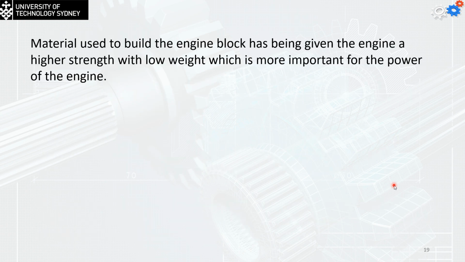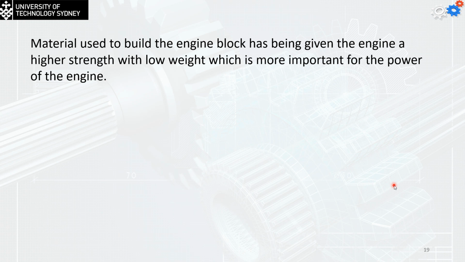The material used to build the engine block gives the engine the highest strength with very low weight, which is important for the power of the engine. Now, why do we need very high strength? Because inside the engine, the explosion happens multiple times every second while the car is driving. This explosion means very high pressure and very high temperature. So our engine should withstand the changes in temperature without getting softer, and also withstand the forces resulting from the explosion pressure.